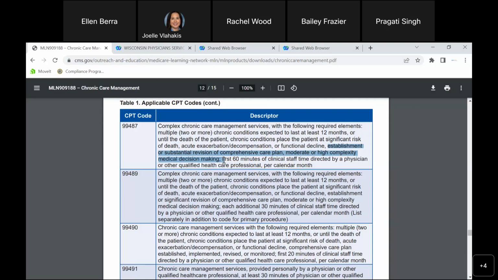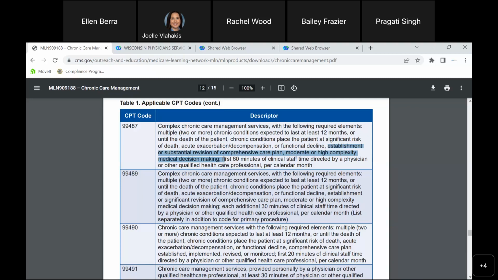But let's say, for an example, the physician or the clinical staff member talks to that billing practitioner and says, you know, hey, we've got something going on with this particular patient. What do we need to do on this? And then your physician is doing a moderate or high complexity medical decision making for that patient. That time can count as part of this 487 code, and then you can bill the complex chronic care management.